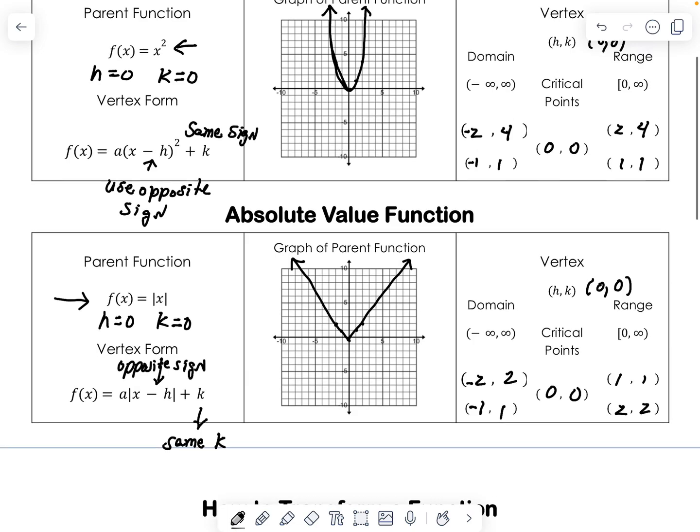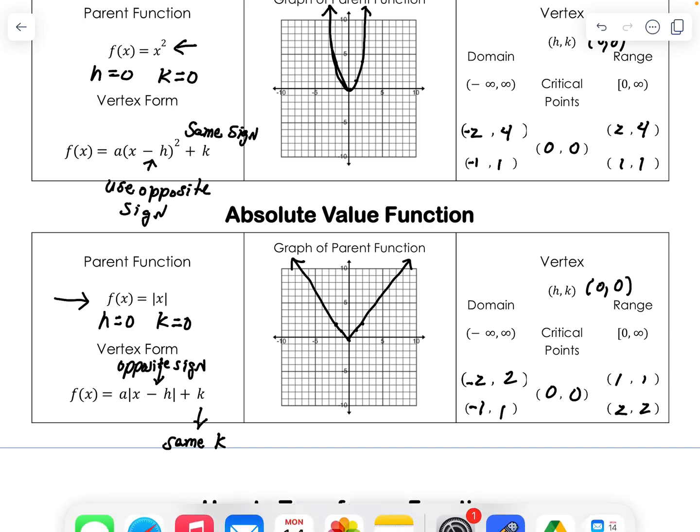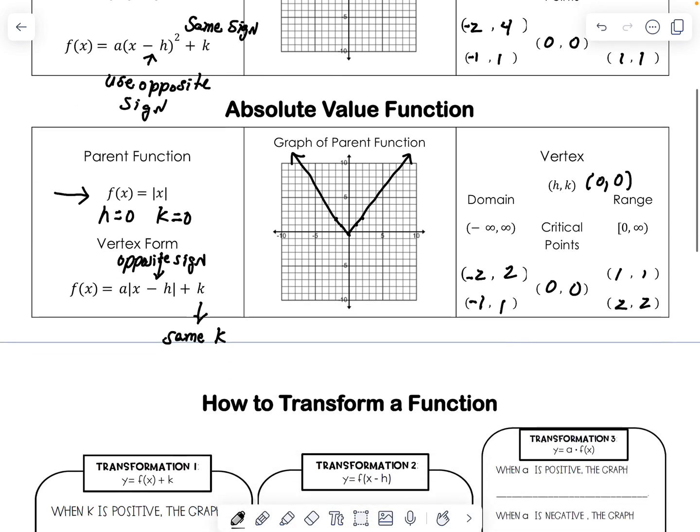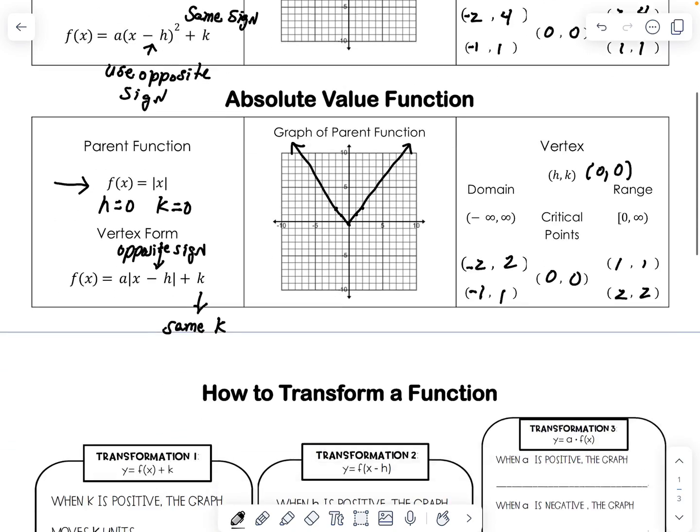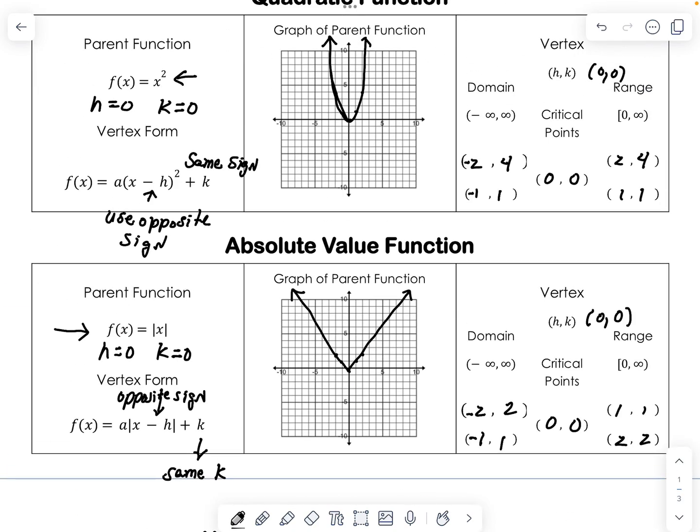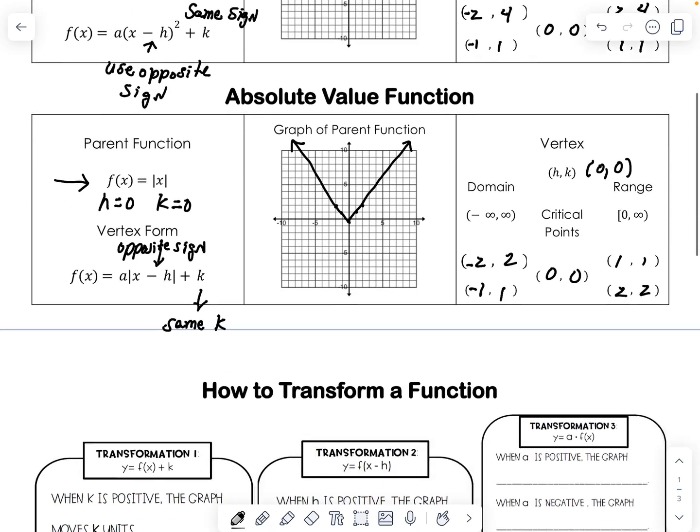So what happens, though, to these parent functions with an h, sorry, and a k, and an a? What happens? That's what transformations is about. So what can we do to these parent functions to change where they are in the coordinate plane? And what causes that change? So let's look at that.